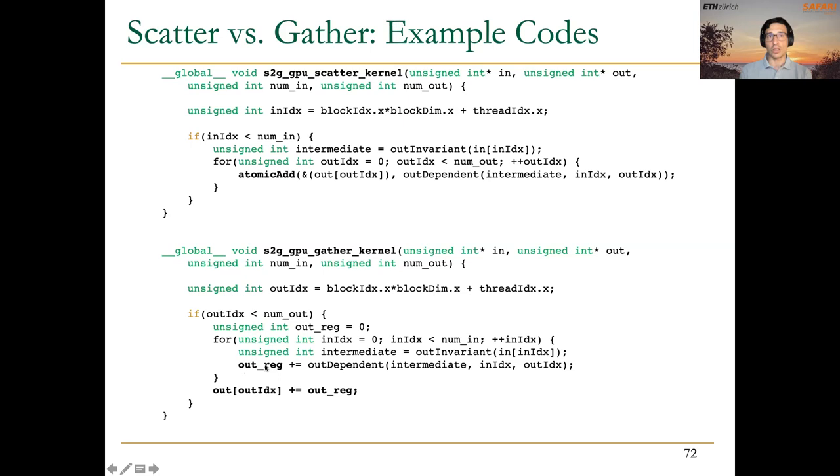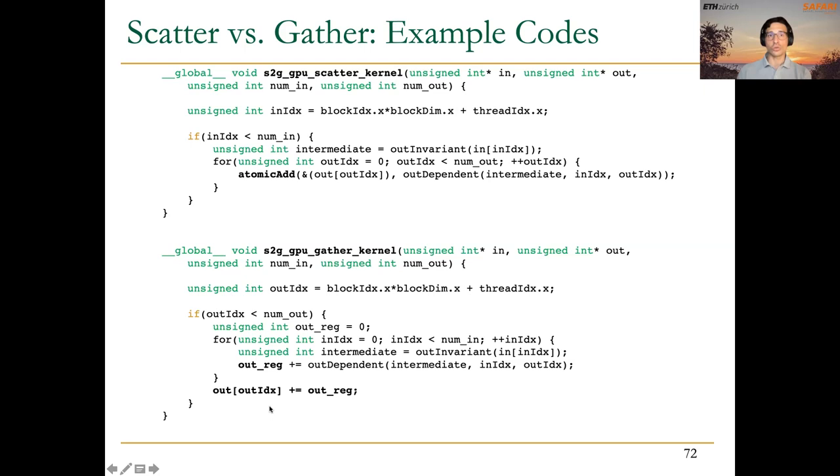And as you see, we are accumulating this outreg that is produced by all the elements of the input, but in the end, the corresponding thread just needs to update its own element in the output. So that's why we don't need to use atomic operations here.